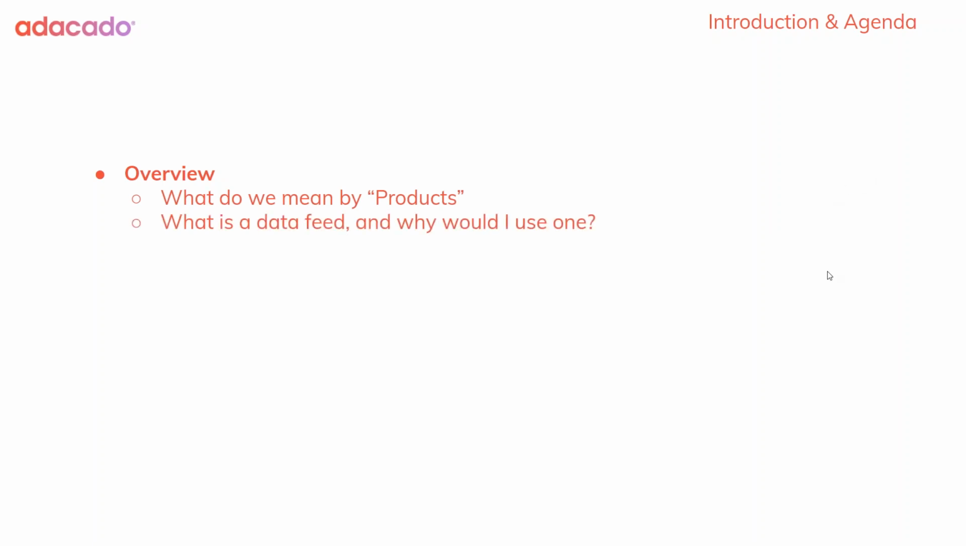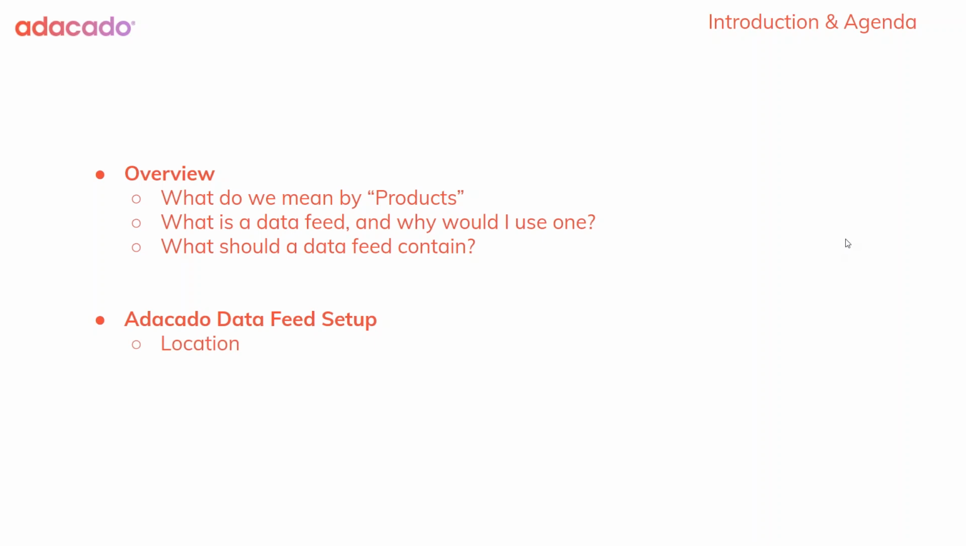Okay. So before I jump into the system, I wanted to give a bit of an overview and talk about what Adicado means by the term product. We'll define that. What is a data feed? We'll talk about that and why would I use one? And then what should a data feed contain? And then from there, we'll jump into the system and do a variety of different builds showing you the details of the data feed setup in terms of the location of the feed, format, structure mapping, automated updates, all that stuff that you'll see as you go through the process.